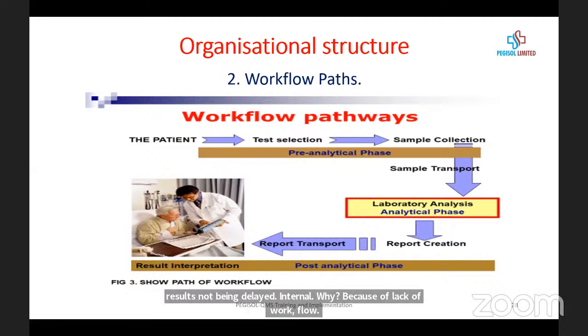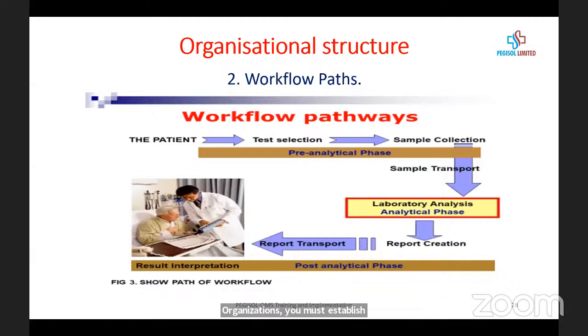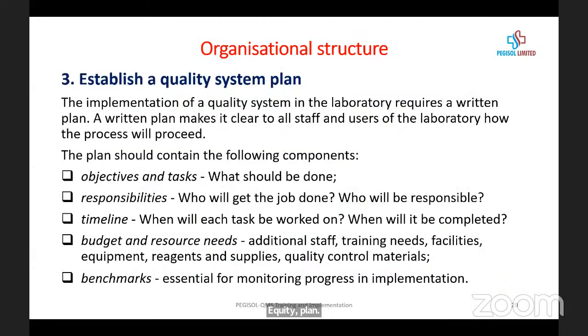Organization structure, you must establish a quality system plan. Implementing a quality system in the organization requires a written plan. A written plan makes it clear to all staff and users of the lab to know the process that will be followed. The plan should contain the following components, at least the objective and the tasks, the responsibility, this is what I said, the timeline, budget, resources needed, benchmark, and etc.